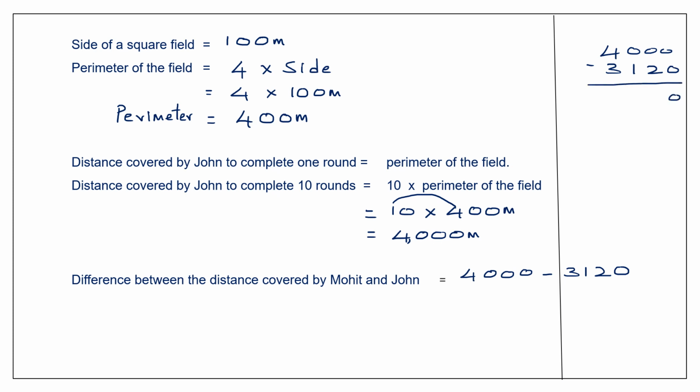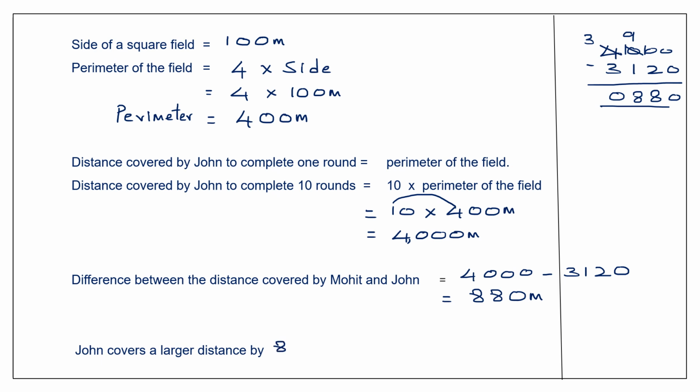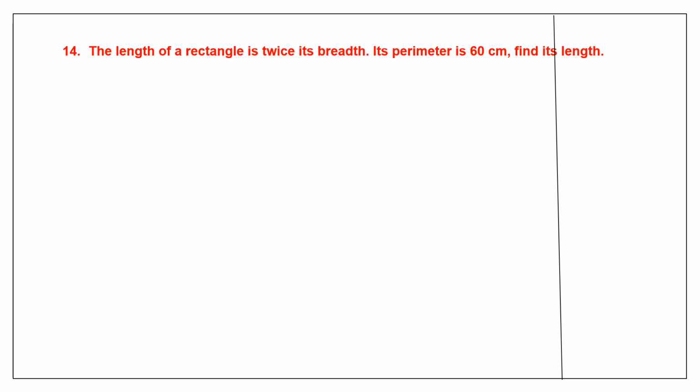So let's subtract 4,000 minus 3,120. So that's 0. Now we need to borrow. We'll go all the way to 4. So 10, 9, 10. 10 minus 2 is 8. 9 minus 1 is 8 and 0. So the difference here is 880 meters. So John covers a larger distance, that's the first part of the answer, by how much? By 880 meters. So this is the final answer. John is the one who's covered a larger distance, and by how much? By 880 meters. Question 14.